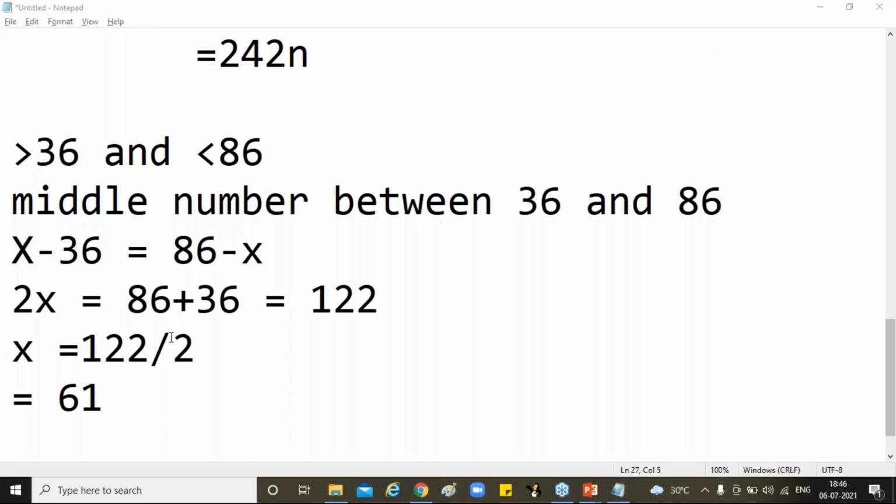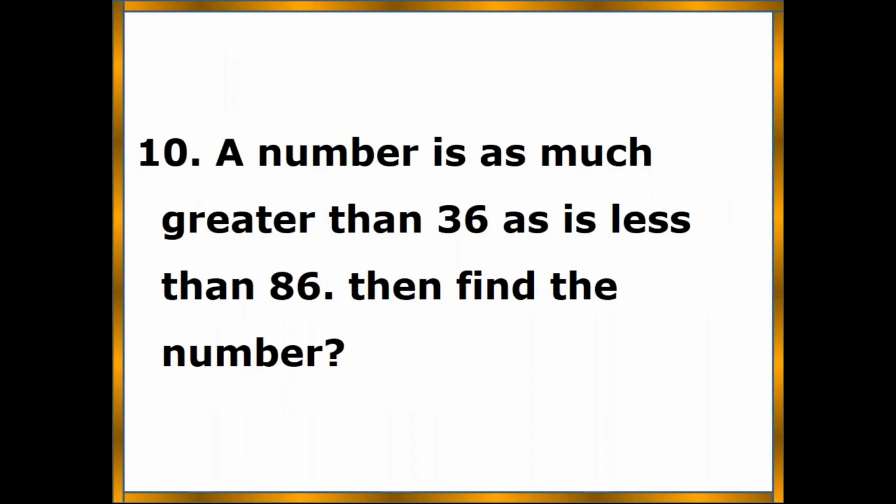Cleared, all of you? A number is more than 36, the same number is less than 86. So how much is more than 36? With the same difference, the number is less than 86. So that is the middle number. 61 is the answer. Next one.